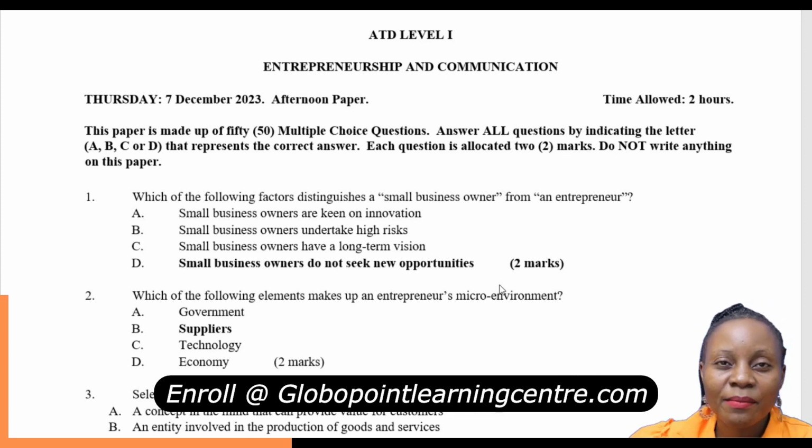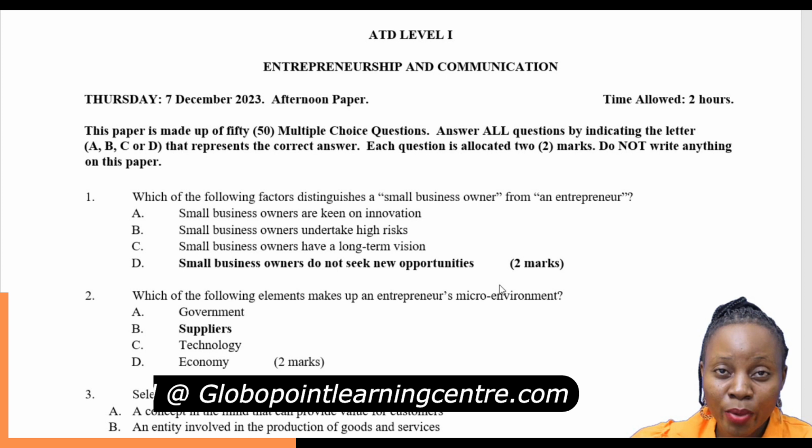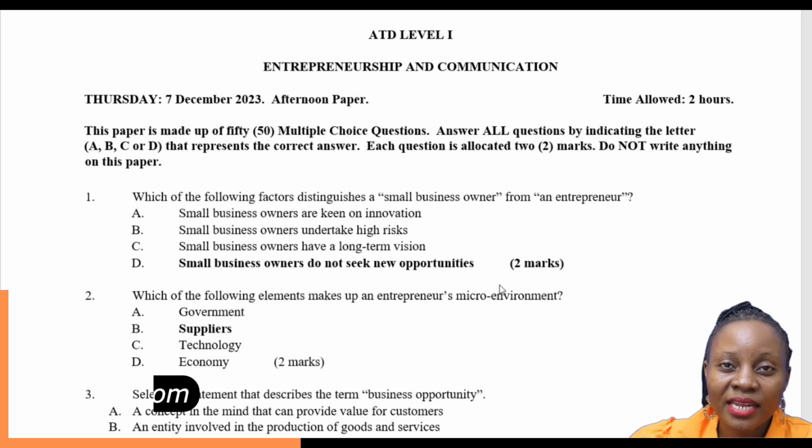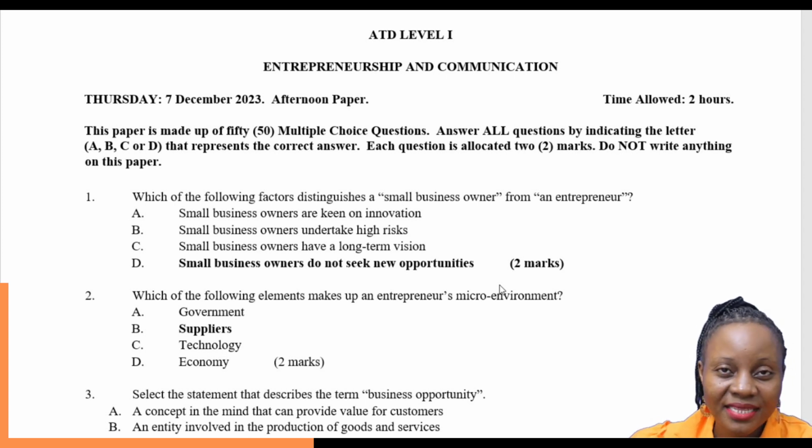And most of the time, the micro are those factors which you can control because they are within our limits. But macro factors are uncontrollable because they are not within our limits. They are forces that normally come from outside our business. So out of the choices that we have, letter B is our answer.